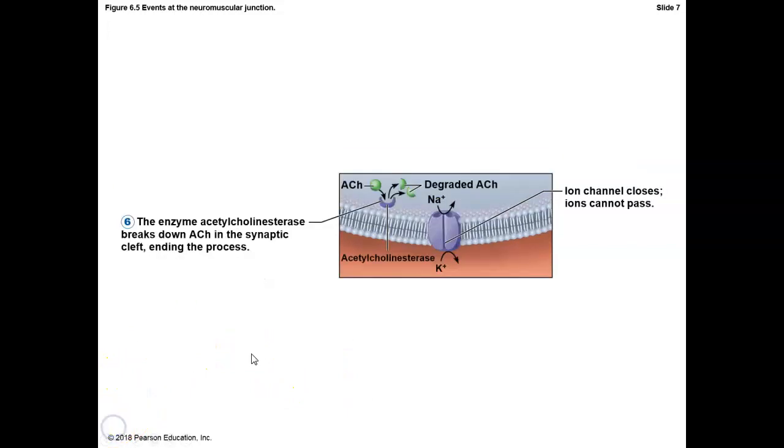And as all of this is happening, acetylcholinesterase enzymes are breaking acetylcholine down. As soon as they bind, acetylcholinesterase breaks it down. And another one has to bind, and another breaks it down, and another binds, and another breaks it down. So this is continuously happening until we no longer need that muscle contraction, and then no more acetylcholine will be released, and the muscle will relax.